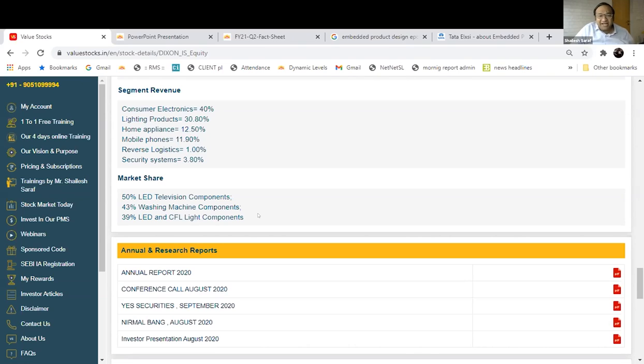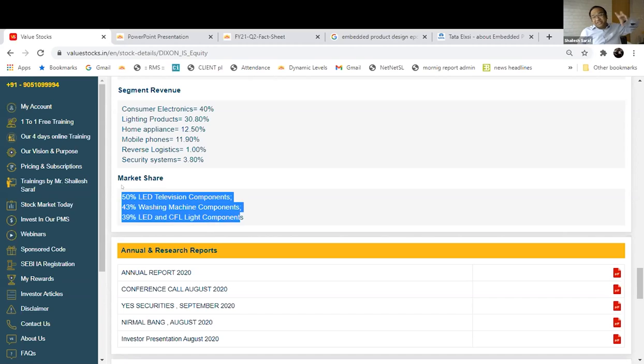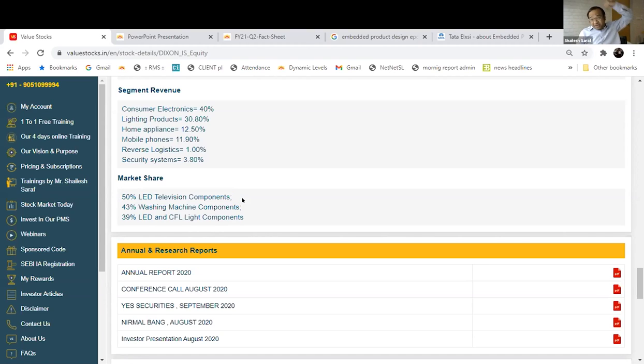And 39% LED CFL lights में है, right? So आपने वॉशिंग मशीन के प्रोडक्ट्स देखे हैं जो वर्लपूल मार्केट में बेचता है, बट वॉशिंग मशीन के अंदर जो प्रोडक्ट बनती है, उसके जो कंपोनेंट्स हैं, उसका नंबर 1 कौन है, वो है डिक्सन टेक्नोलॉजीज. Okay, so this is how you understand.